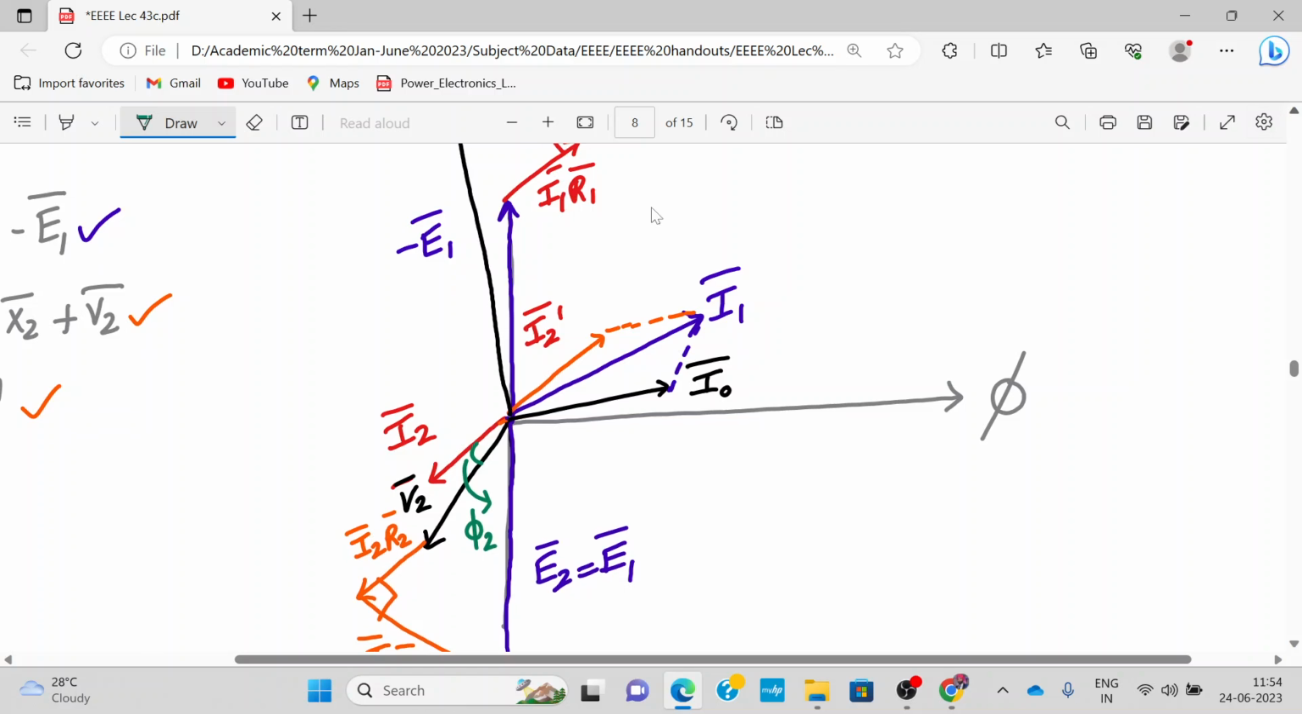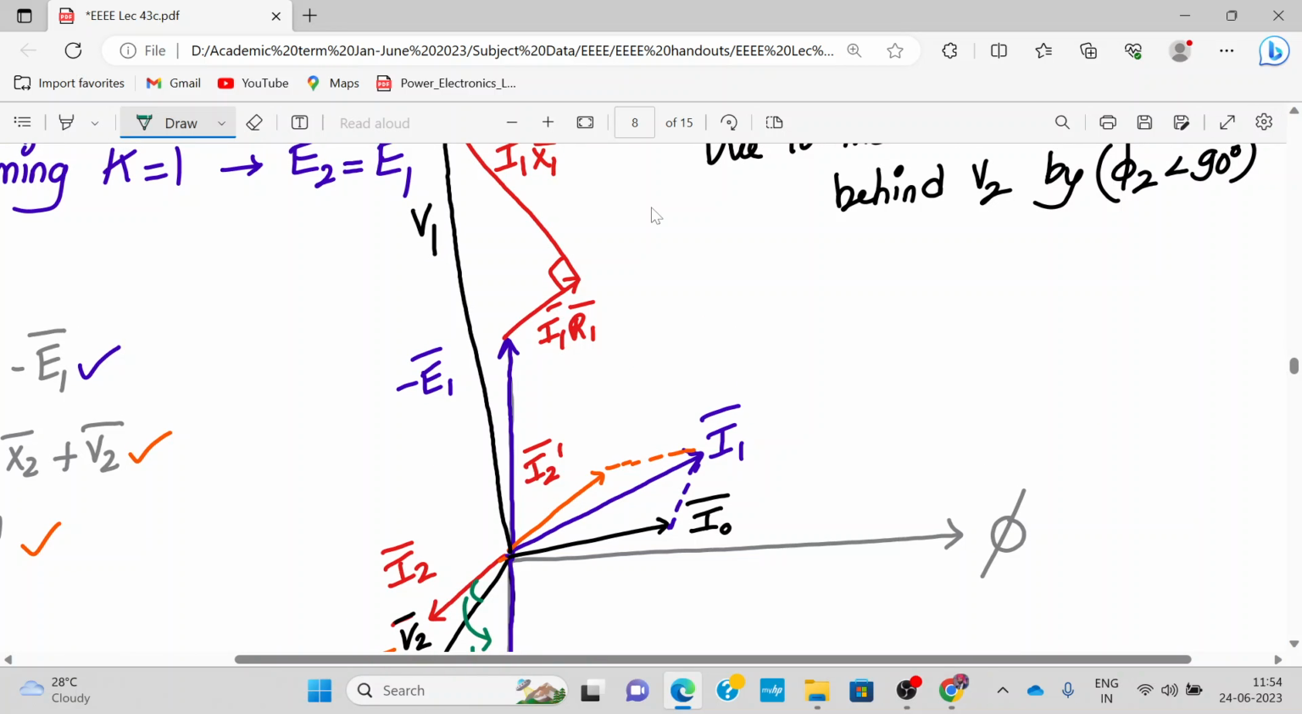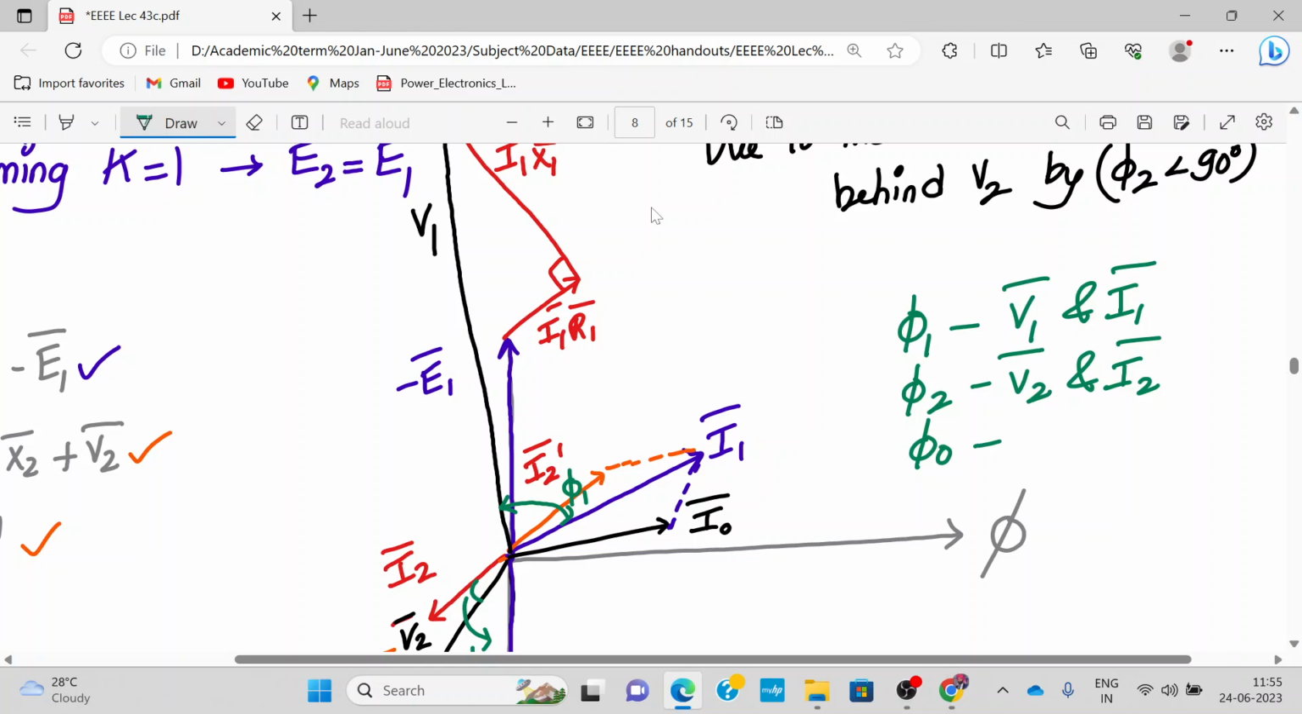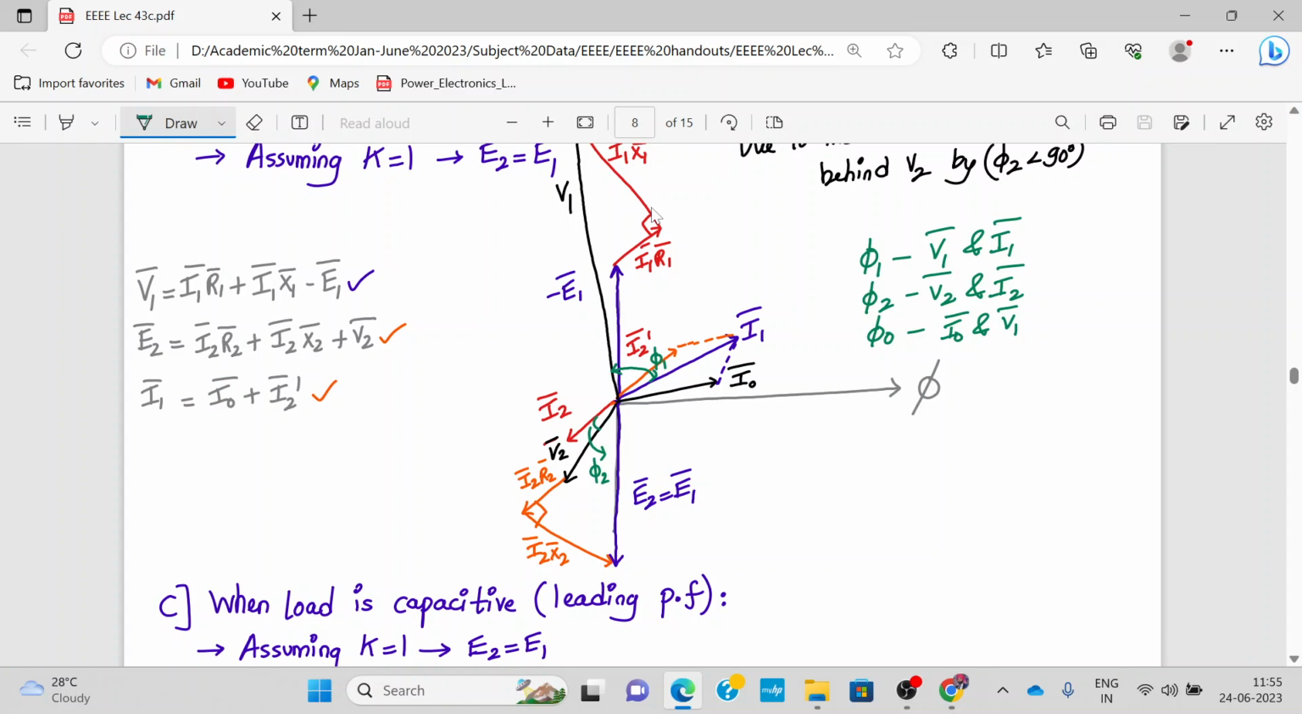Then there is a phase angle between I1 and V1. So this is I1, this is V1, and this phase angle is phi 1. Phi 1 is between V1 bar and I1 bar. Phi 2 is between V2 bar and I2 bar. And there is one more, phi 0, between I0 and V1. We can draw it, but it will complicate things. If you show this much information, that is enough.